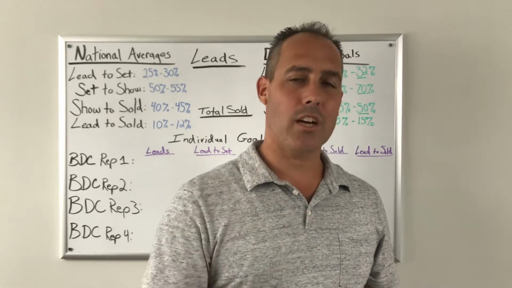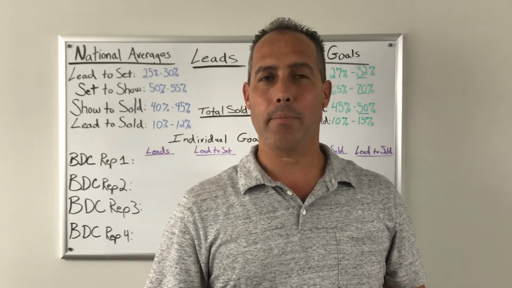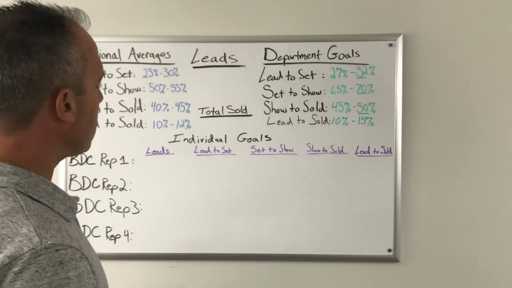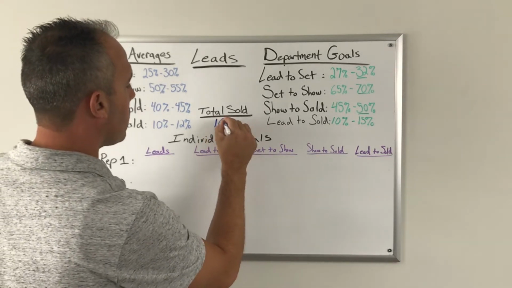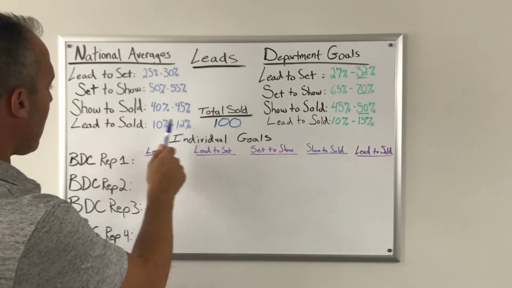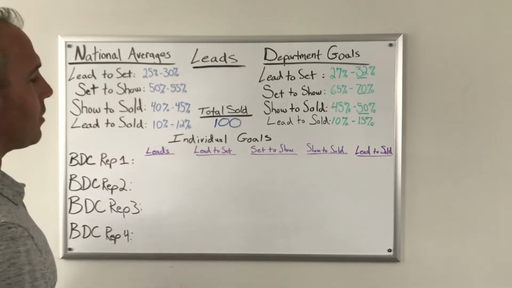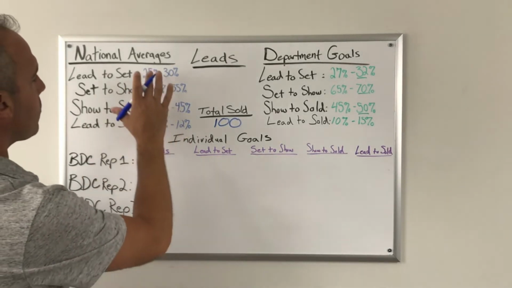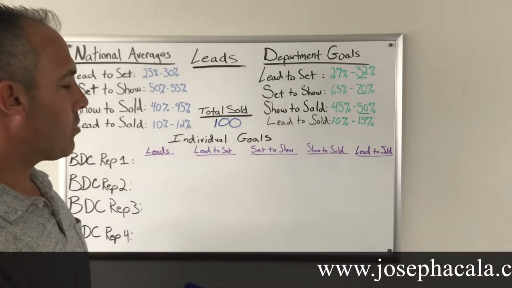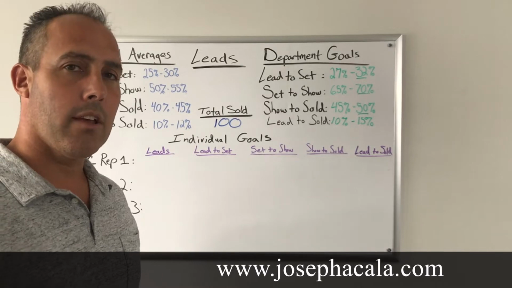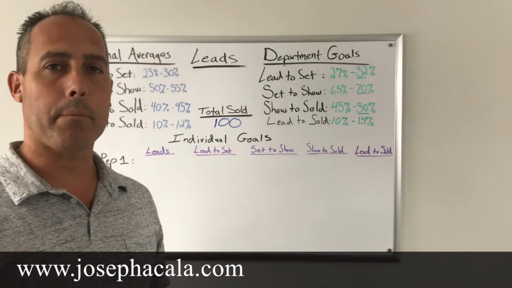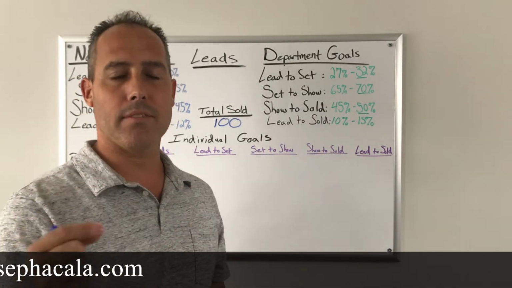Let's just say it's 100. That's the number that you want to hit, right? So let's put the number on the board here. Total sold is 100, okay? So we're going to start here with the total number that we're trying to accomplish. Now, you'll see here that we have different ratios based off of national averages. When you look at these averages, you're seeing a 10 to 12% lead to sold ratio. In other words, based off of X amount of leads, dealers are selling between 10 to 12% of those leads.